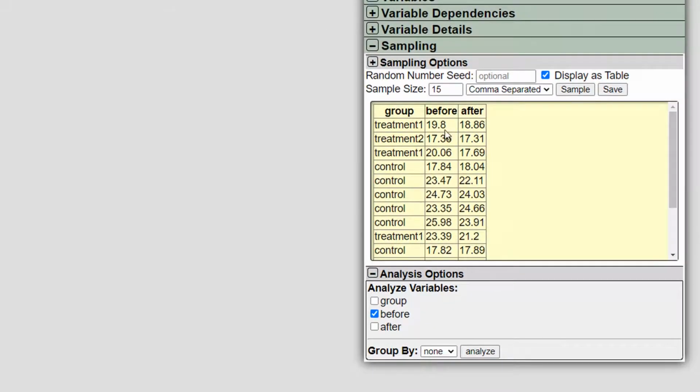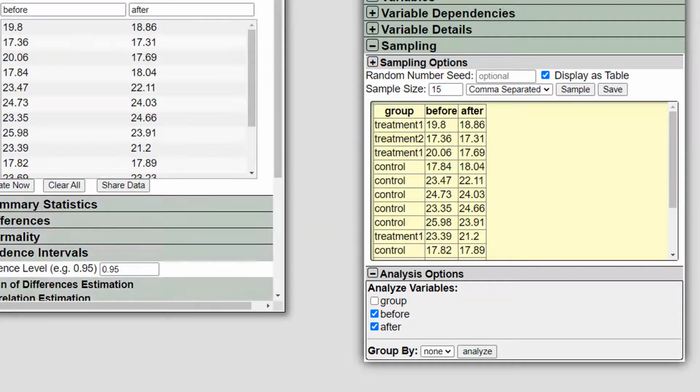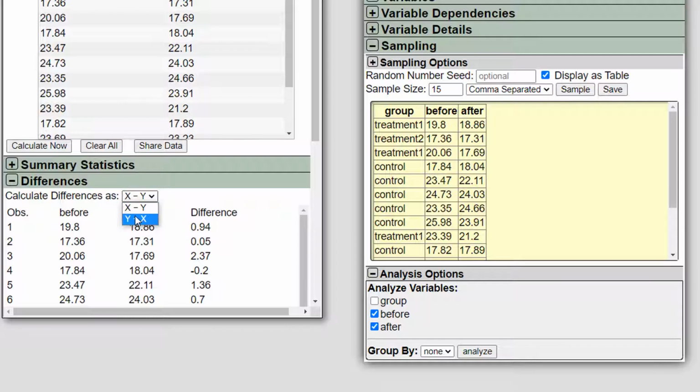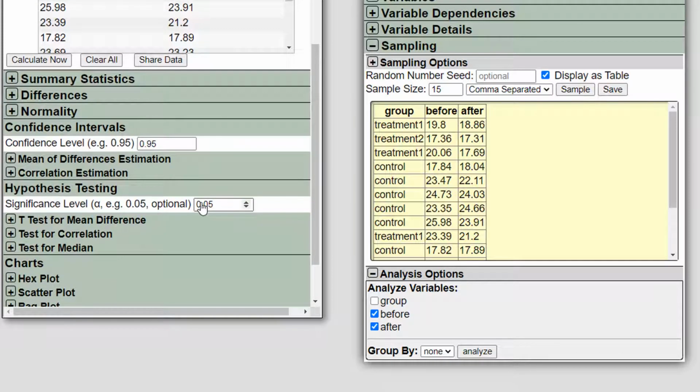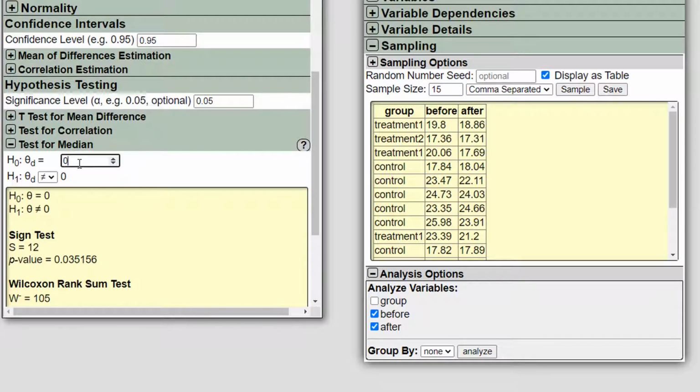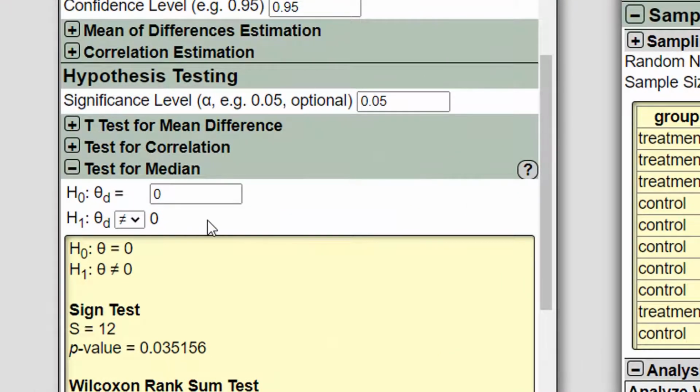What I want to look at next is I'm going to compare before and after as a paired test, or paired differences. So I'm going to analyze before and after, and what I'm interested in looking at is the differences, after minus before. So you can see, before, after, this is a difference of negative 0.94. Okay, so that's the analysis I'm going to be doing. Let's take a look at the test for the median. This is the median difference.